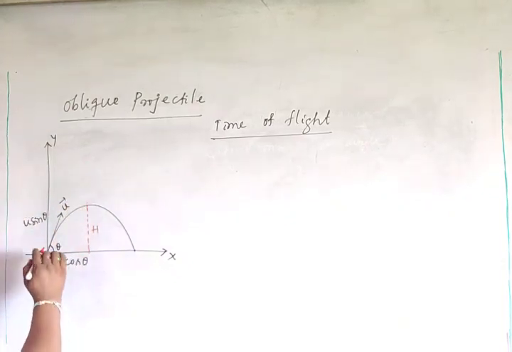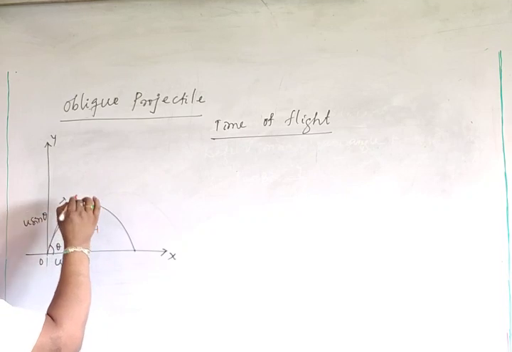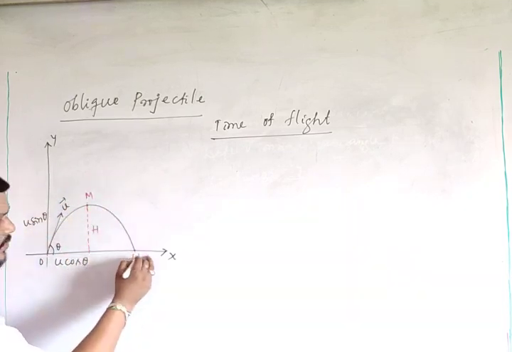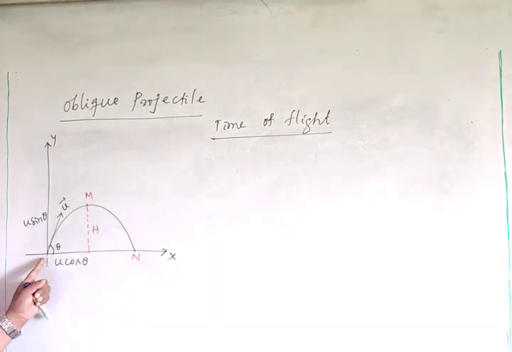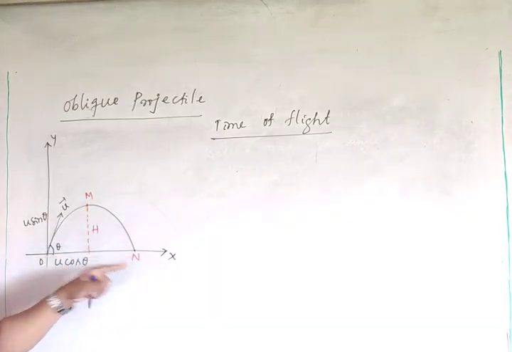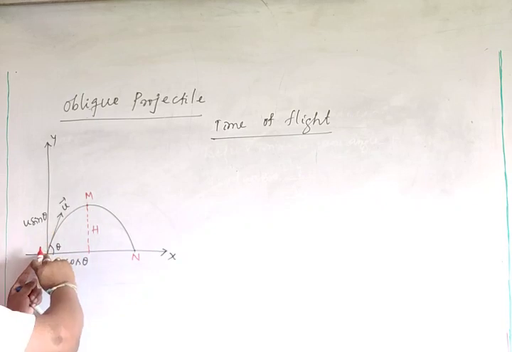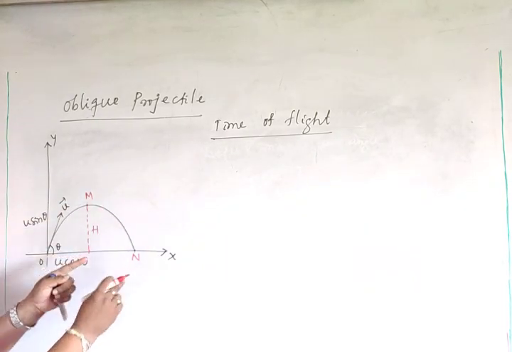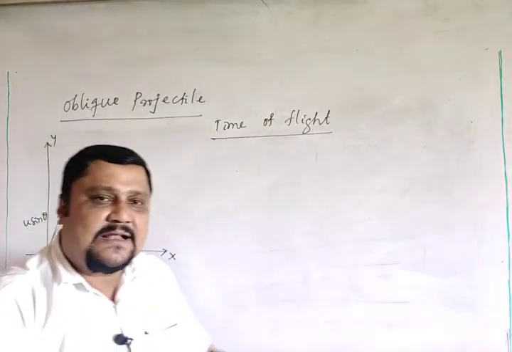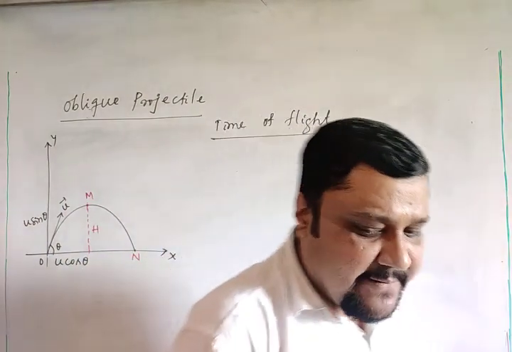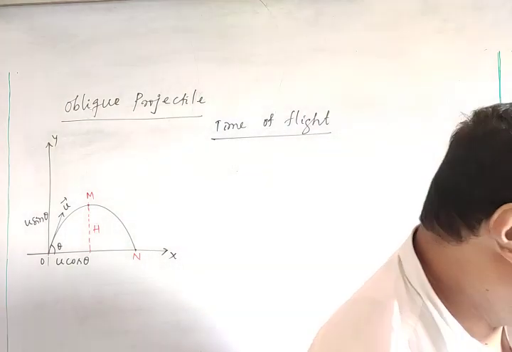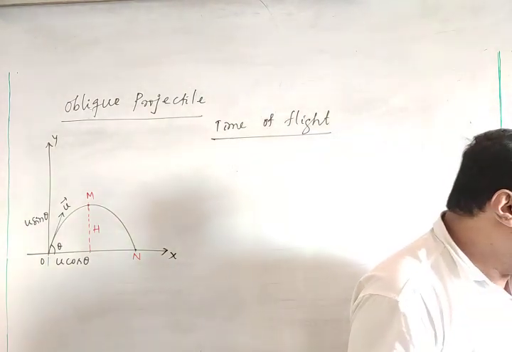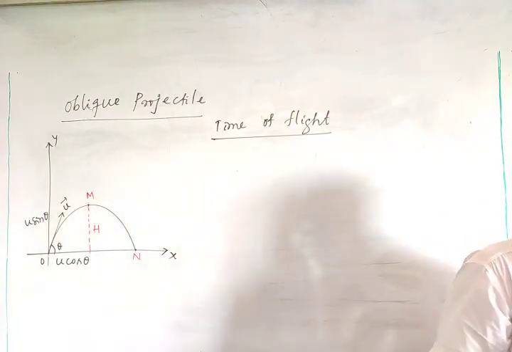It means the time taken to move from O to, suppose, M is equal to M to N. The time taken to go from O to M is equal to M to N. So for the time of flight, O to M is the time of ascent, M to N is the time of descent. So the total is the time of ascent plus the time of descent. Clear? It is the time for which the projectile is in flight.